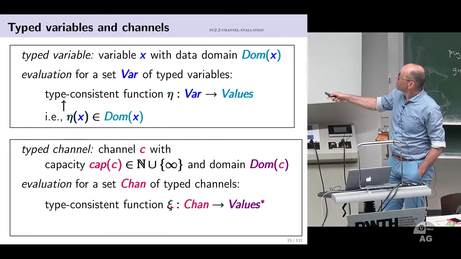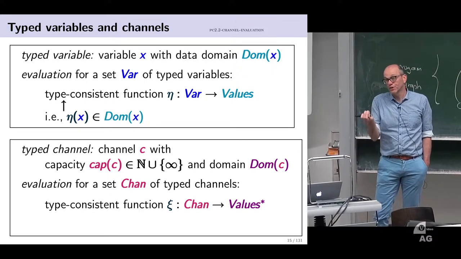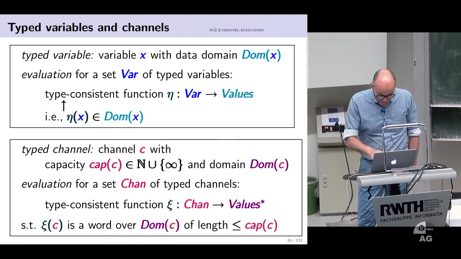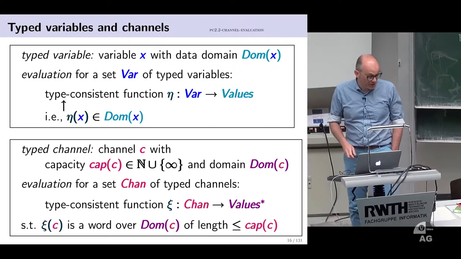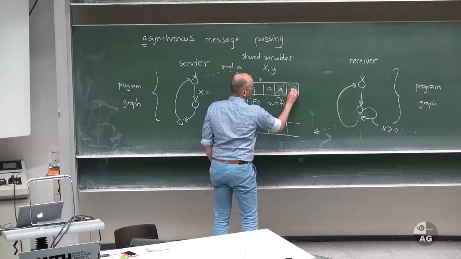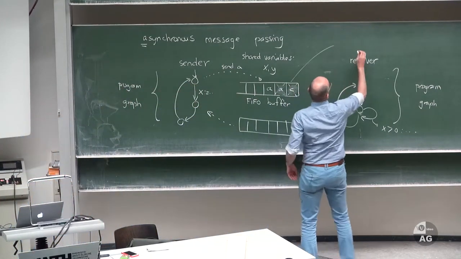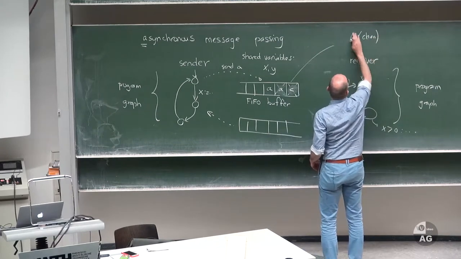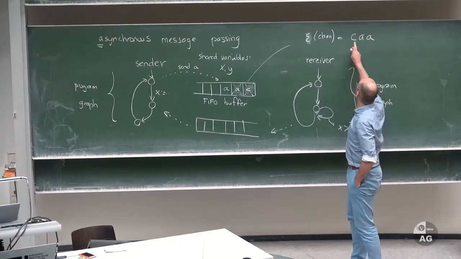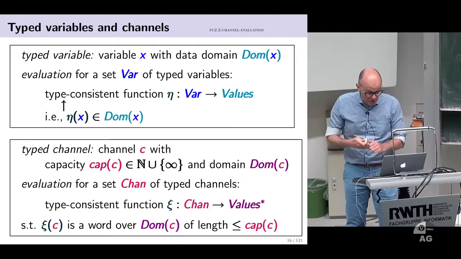So that means that I have a mapping, Xi, that maps a channel to a finite word. And this finite word is a word of values that the current channel is carrying. And this is a word of length at most the capacity, right? So if this is something of the form AAC, then the channel contains values. And if this channel is Chan, then the current value Xi of this channel is indeed the sequence CAA. This is the first element, the second and the third element. And of course, the length of this word cannot exceed the capacity of the channel.